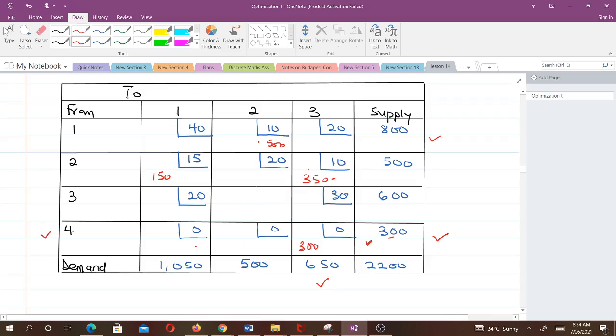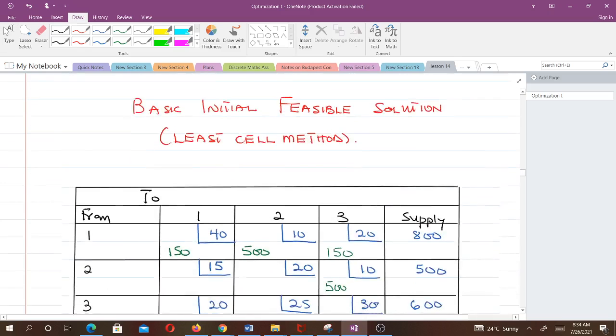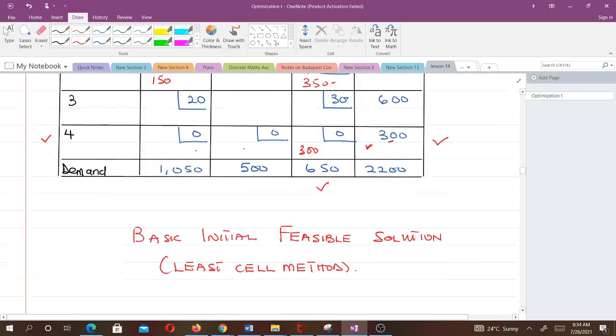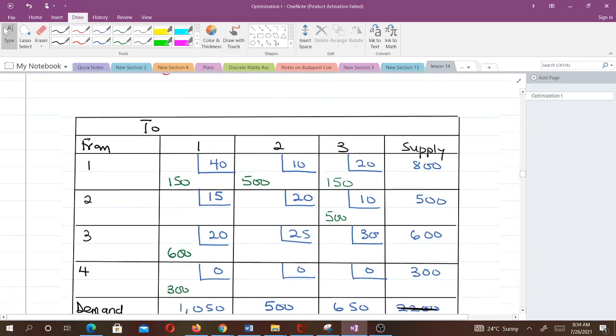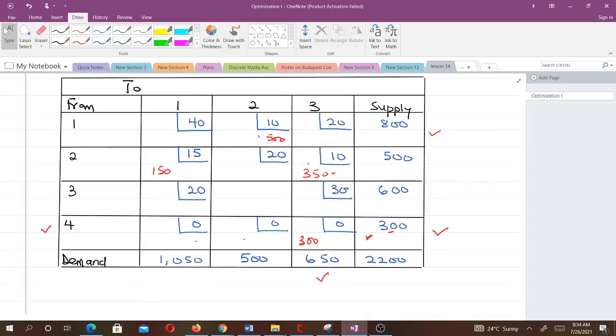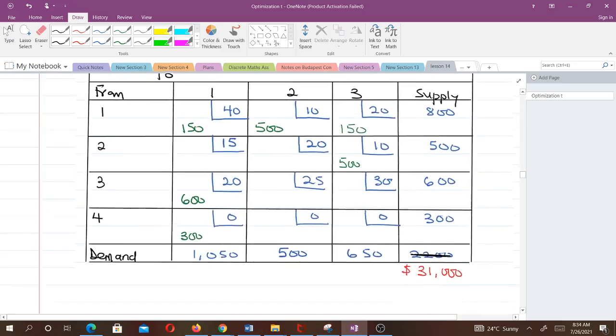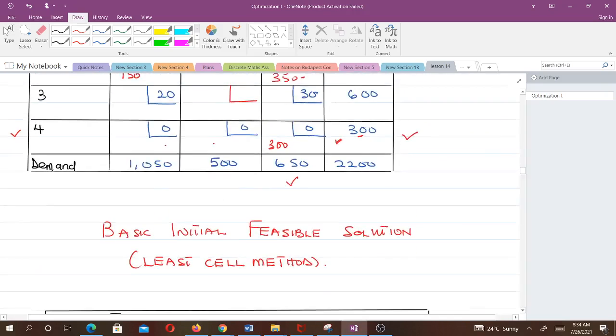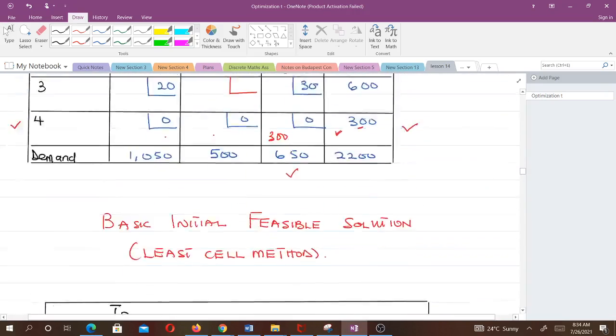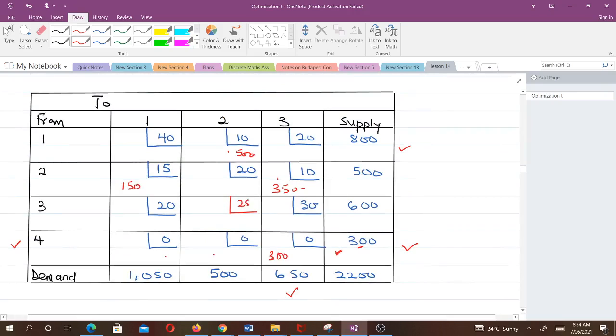Oh, what happened? So I think this place is 20. Okay, this place went away. So this is 25. All right. So that means this part is also satisfied. So we have 150.